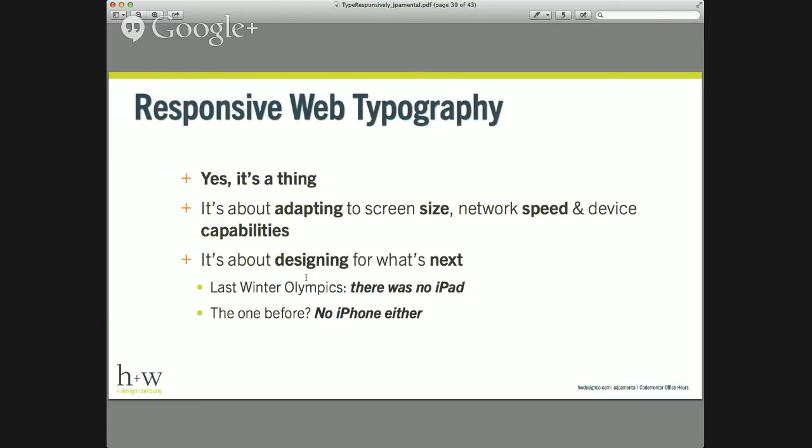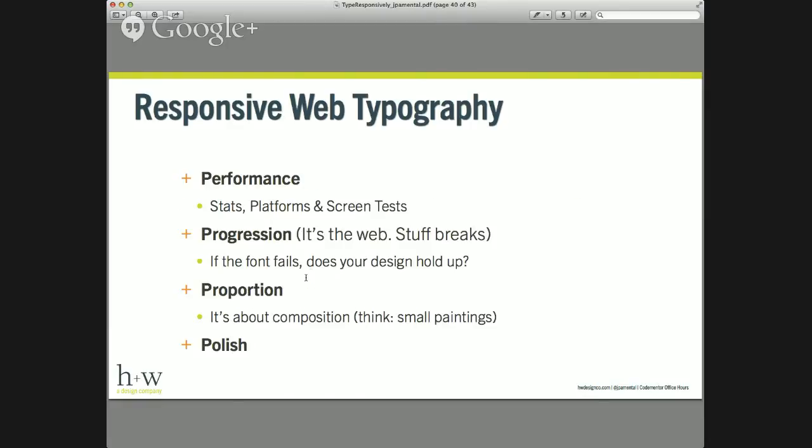So that's responsive typography on the web. It's making sure that we adapt. It's making sure that we're ready for what's going to come next. That little tidbit there about, you go back to the last Winter Olympics before this one that we just had, there was no iPad. You go back one more, there was no iPhone. And that's kind of alarming to think how much has changed just in 2 Olympic cycles. But that's what makes it so important for us to understand these basics and then really be able to work with type effectively in a meaningful and systematic way, so that as our content grows and changes, our design and our system will hold up. So performance, progression, proportion, and polish. We've talked about all that stuff.